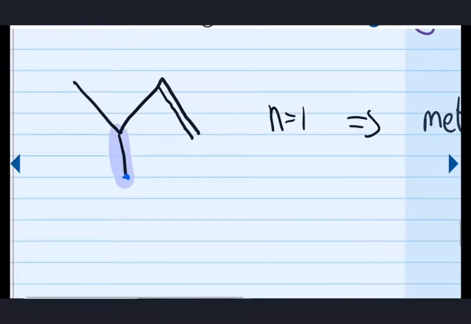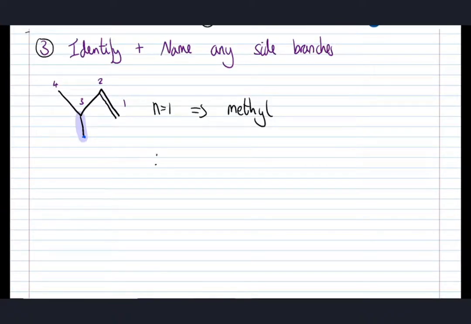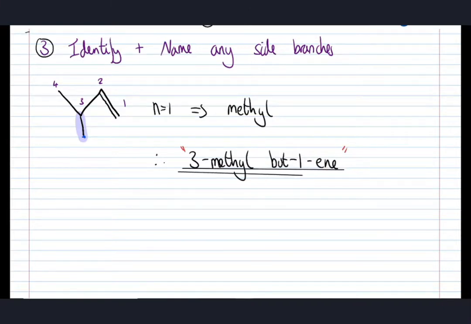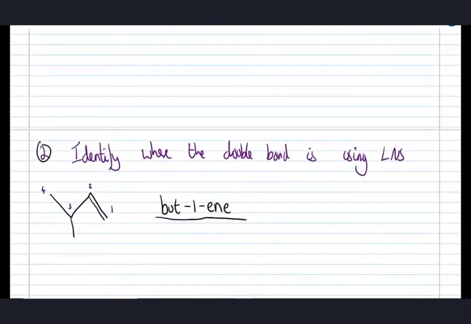Now we need to give this its position. Again, we're numbering 1, 2, 3, 4. We've explained why we're numbering this way and not the other way, because it gives us the lowest numbering system. So this means that the methyl group is on carbon 3. Therefore, we're going to have 3-methylbut-1-ene. And that is how we name alkenes. It's pretty much the same as naming alkanes, except we need to mention where the double bond occurs.